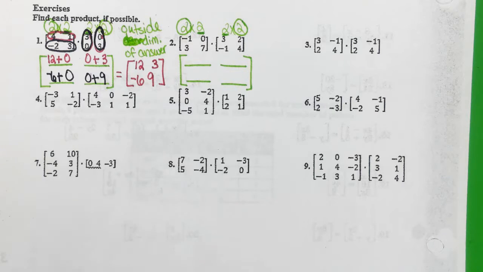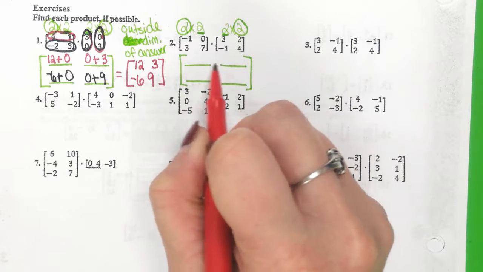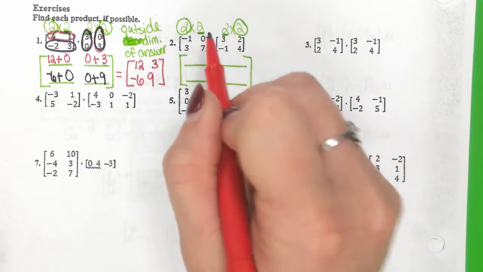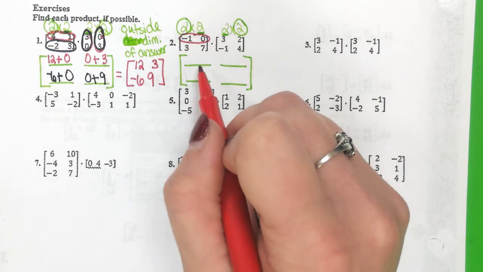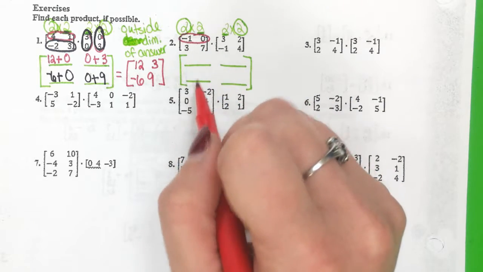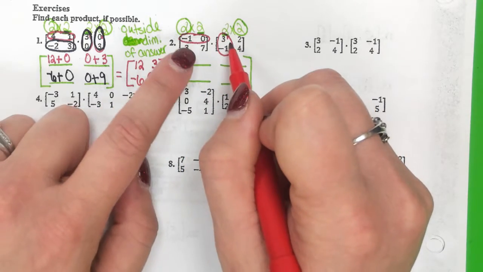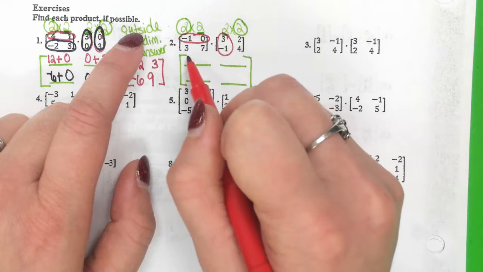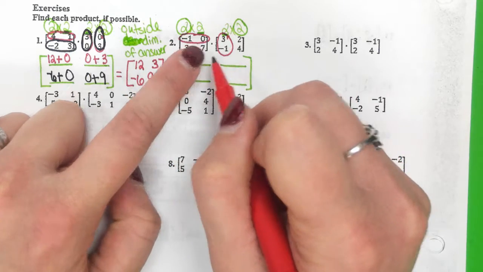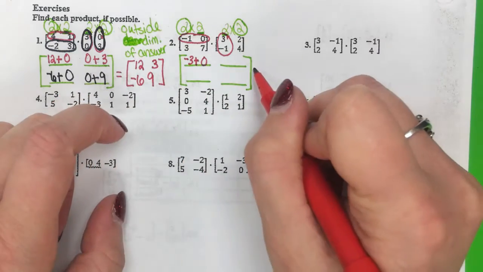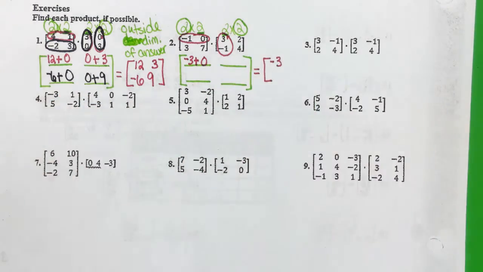Alright, here we go. This very first one. What row is he in? First row. So I have -1 and 0. But what column is he in? First one. So we have -1 times 3 and 0 times -1. 0. Add them together and what do you get? -3. Perfect.